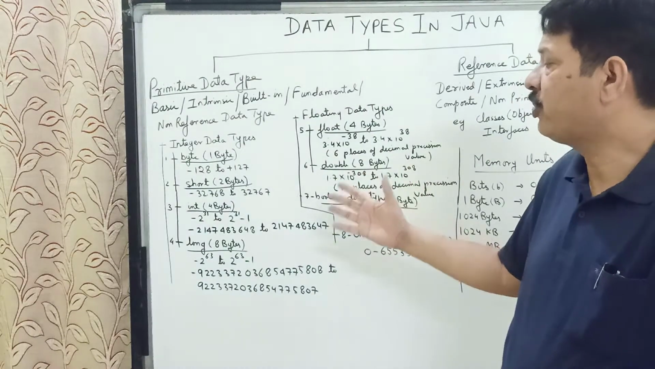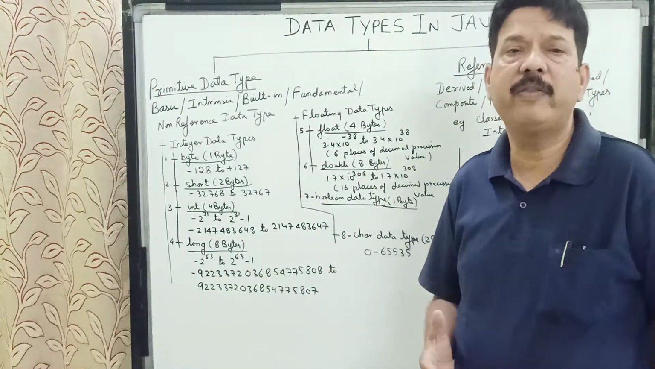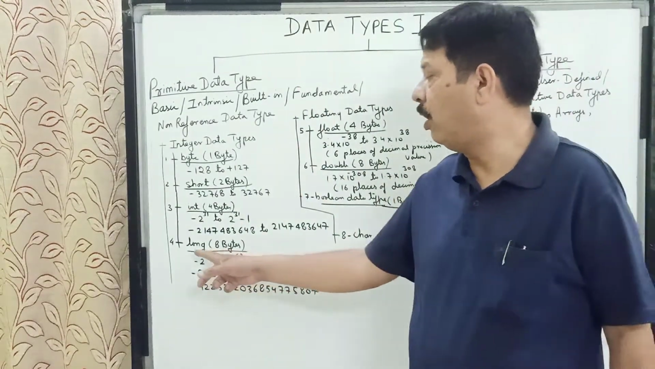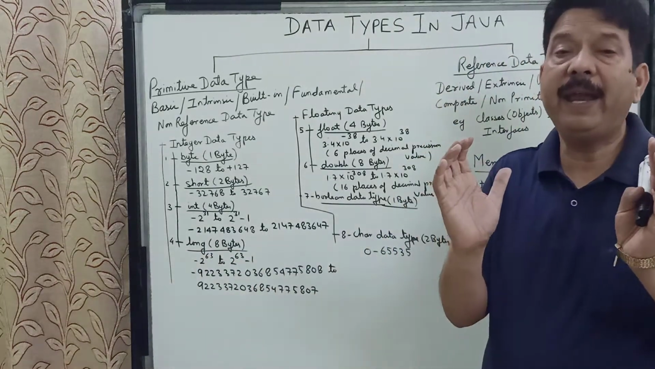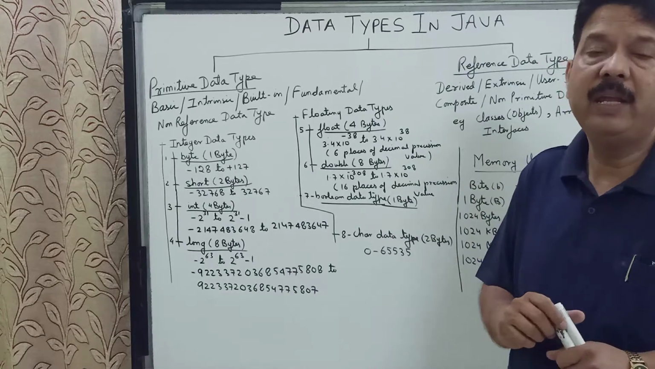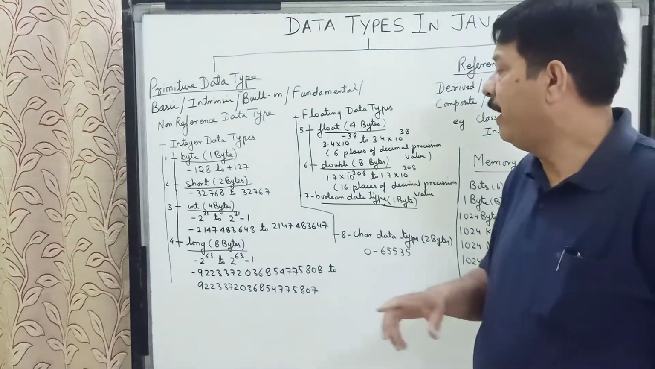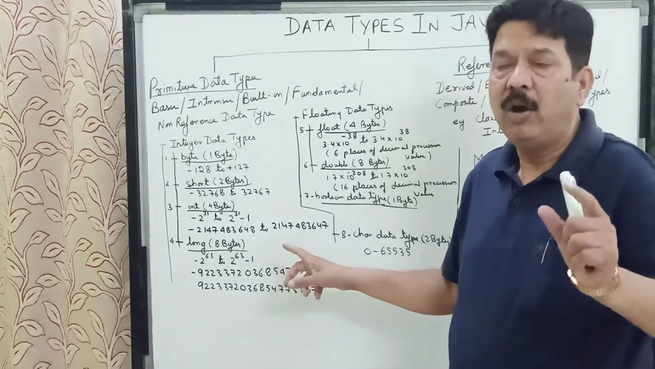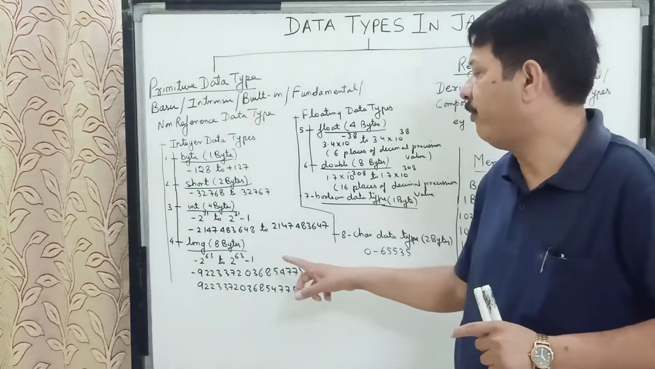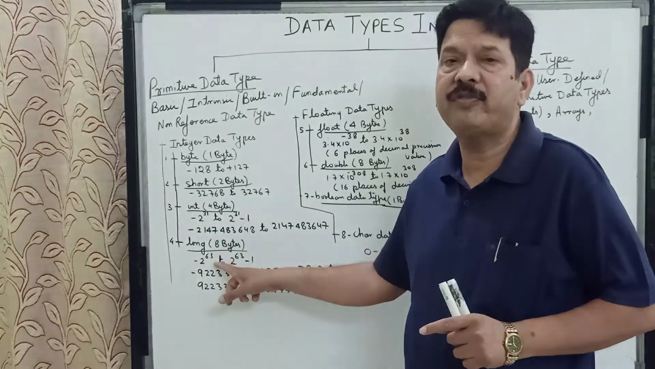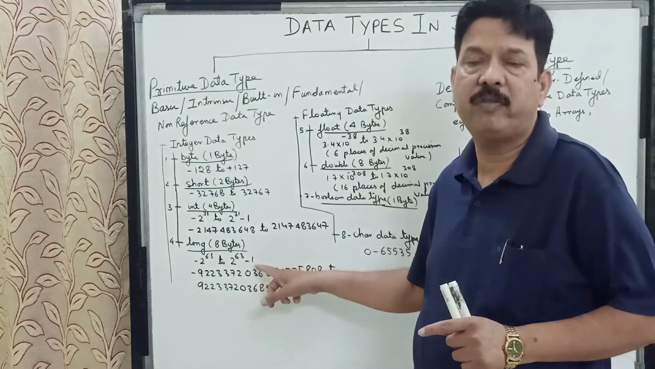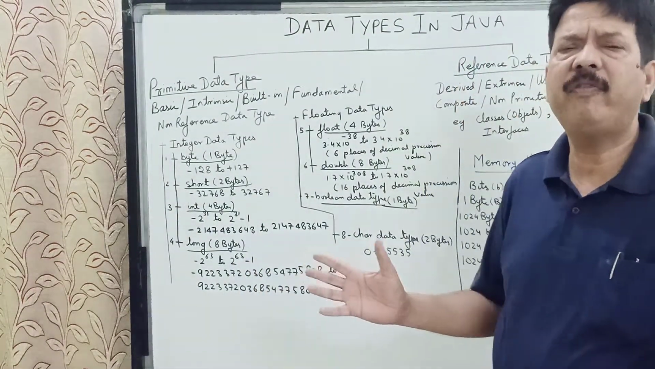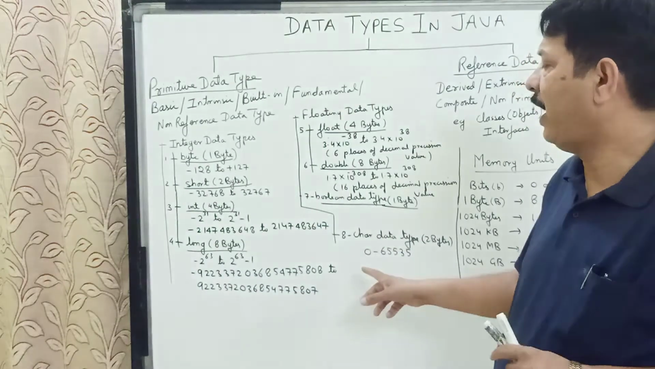And children, if you still want a bigger value than this, then we have a data type called long. This long data type is going to occupy 8 bytes of memory in the memory of computer, and it is going to hold an integer number from -2 raised to the power of 63 to 2 raised to the power of 63 minus 1. And this is a very big figure, and I have written this figure here.